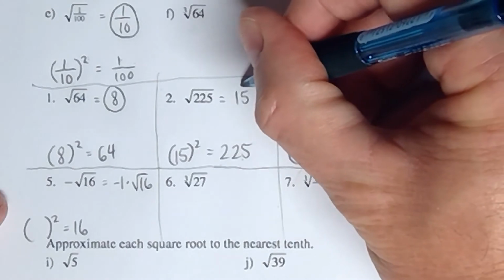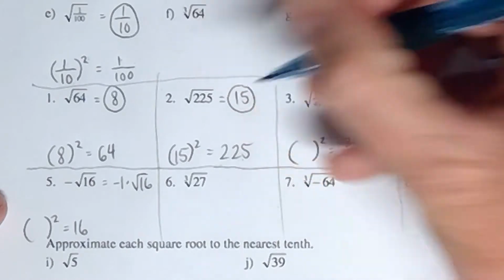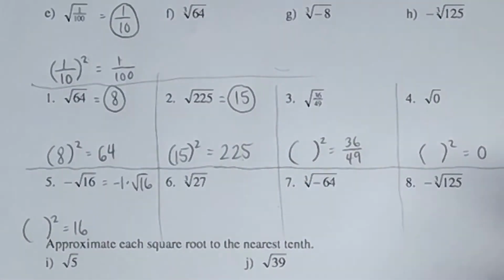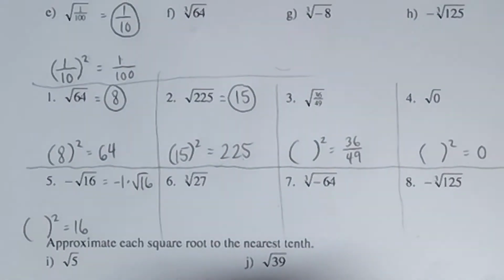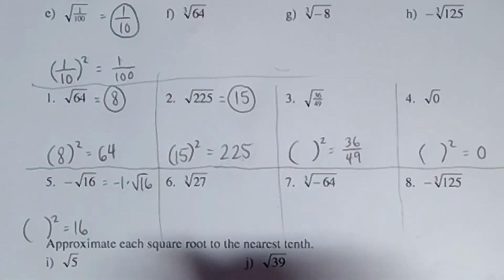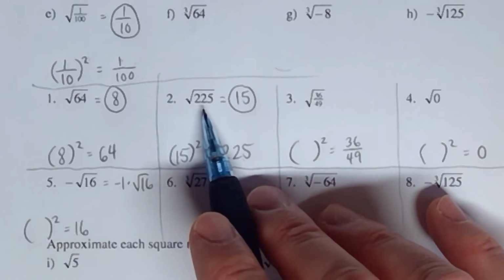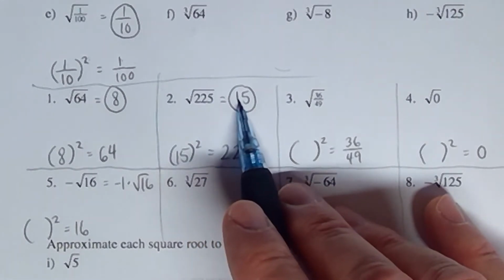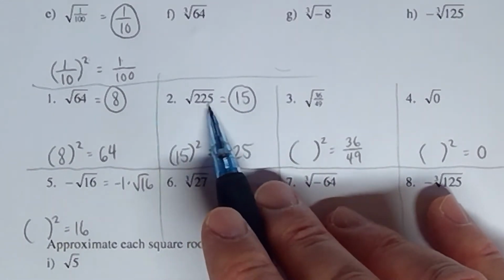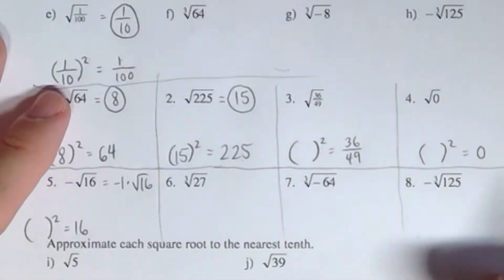Your calculator will help you figure out those things. You could put that in there. I'll show you how to figure out square roots on your calculator here anyway. But 15, if you put 15 times 15 in your calculator, will be equal to that.